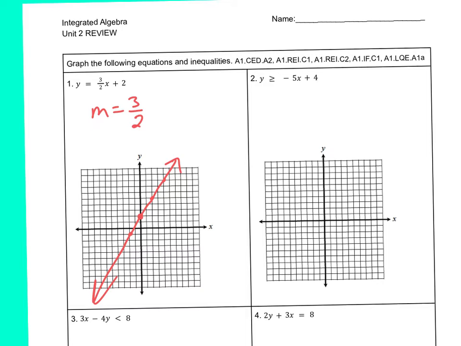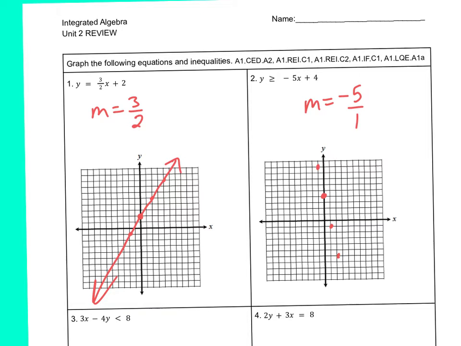So since that was an equation, do I have any shading? No. Nope. I'm done. All right, number 2. What's my b value? 4. So I'm going to put a point on the 4. My slope is -5 over 1. So that means to go down 5, right 1. Good. The opposite of that would be up 5 and left 1.